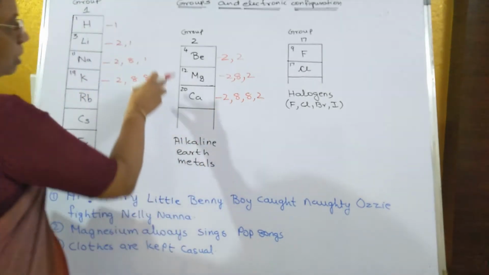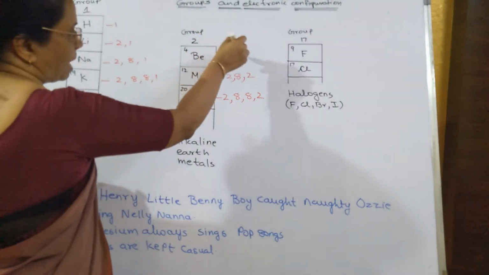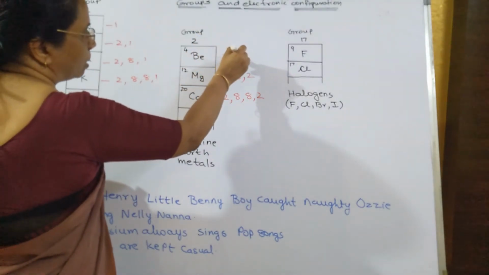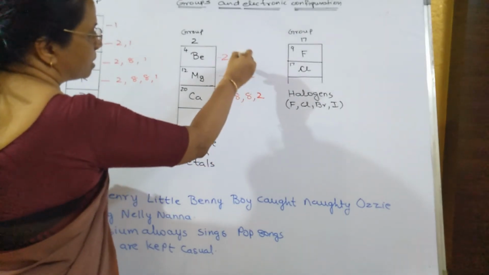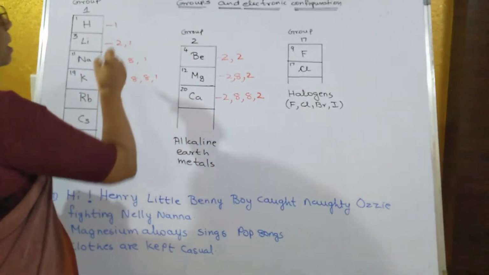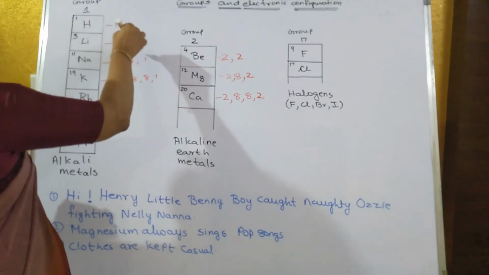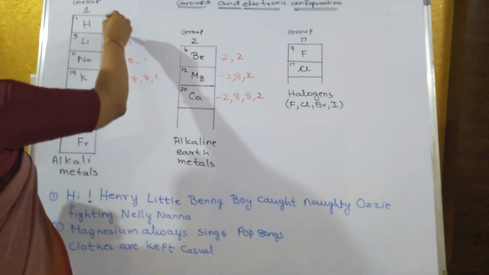So even in this group 2 you will see the valence electron is the same, 2, 2, 2. The electron in the last shell is the same. Over here it was 1, 1, 1, 1. So the valence electron over here is 1.